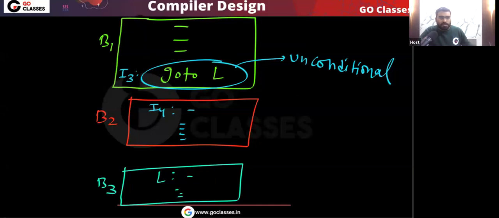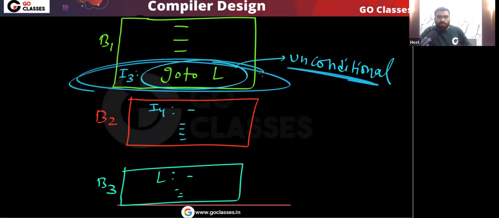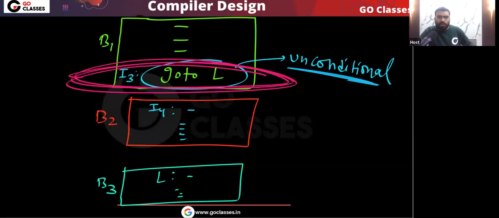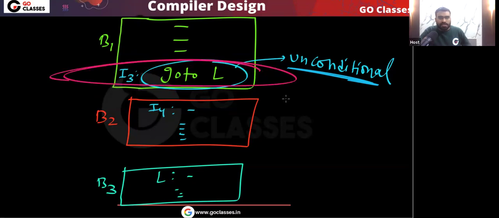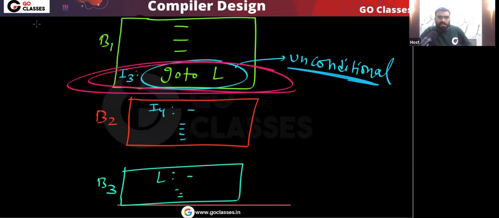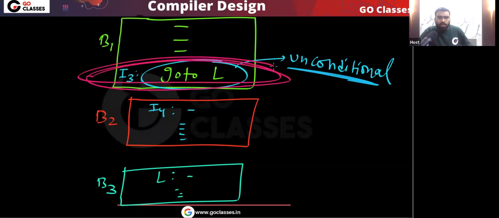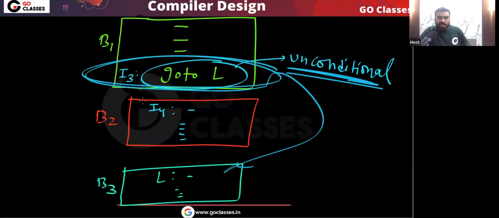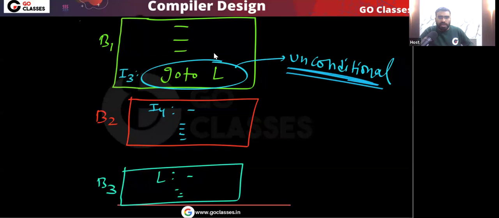See, this is an unconditional jump. From this instruction, can you ever go to B2? Without checking any condition, you are jumping to L. So from this instruction, can you ever go to B2? You can never go. Yes or no? That is the meaning of unconditional jump, that without checking any condition you are jumping. So you can never go to B2.